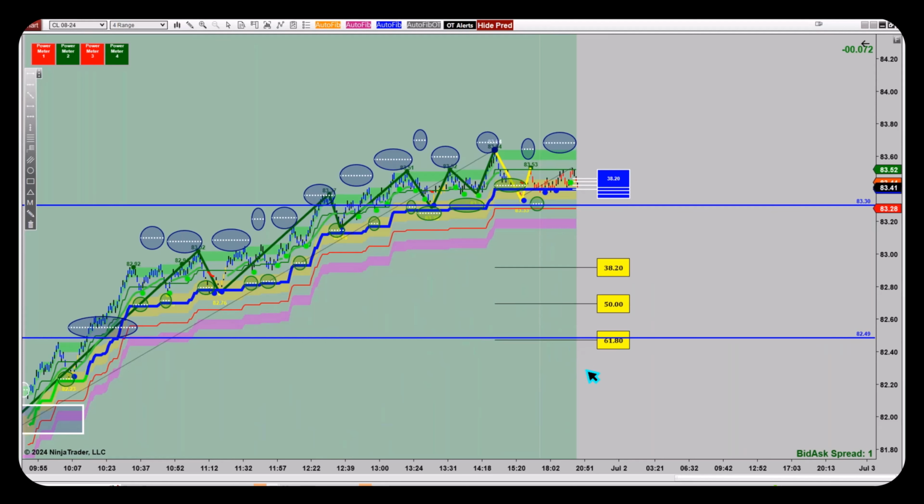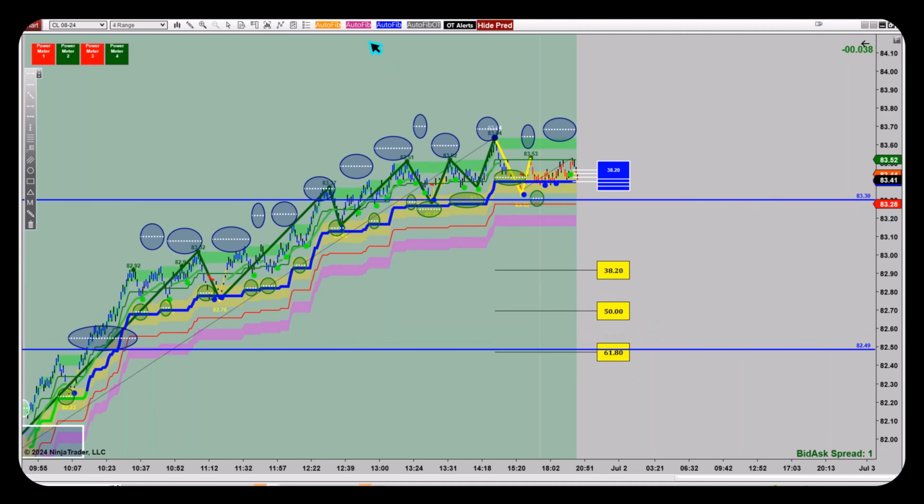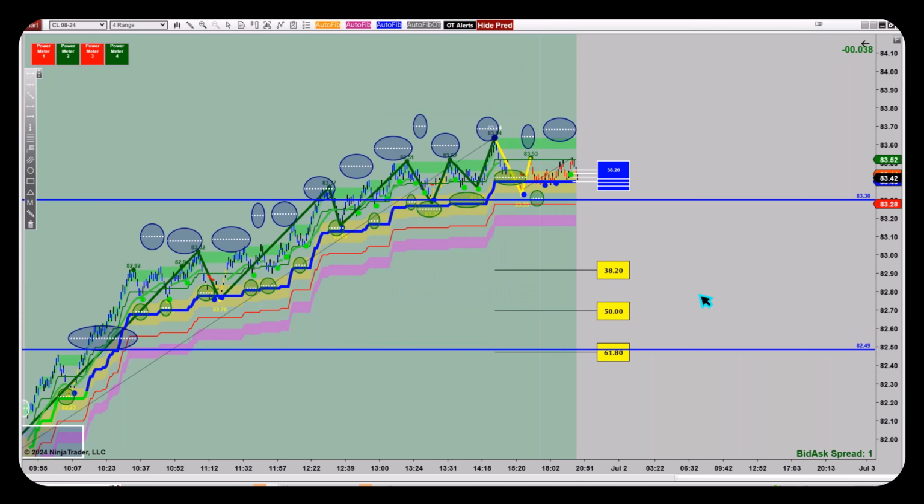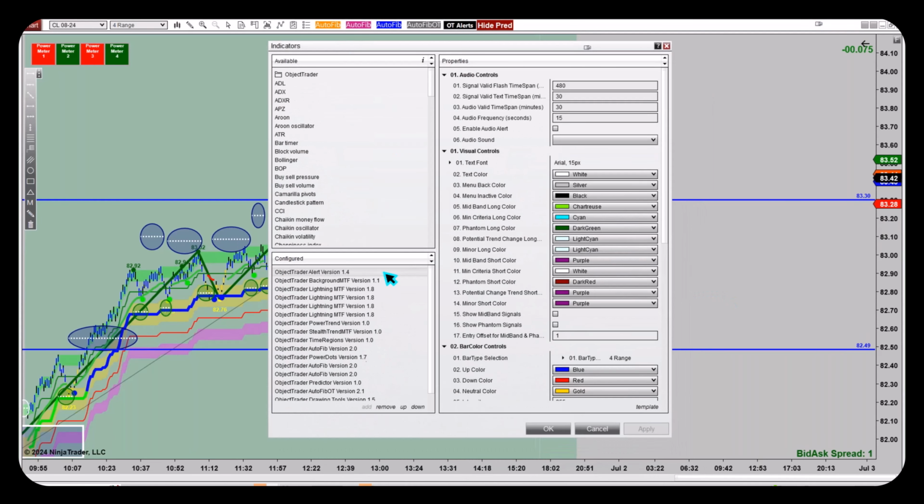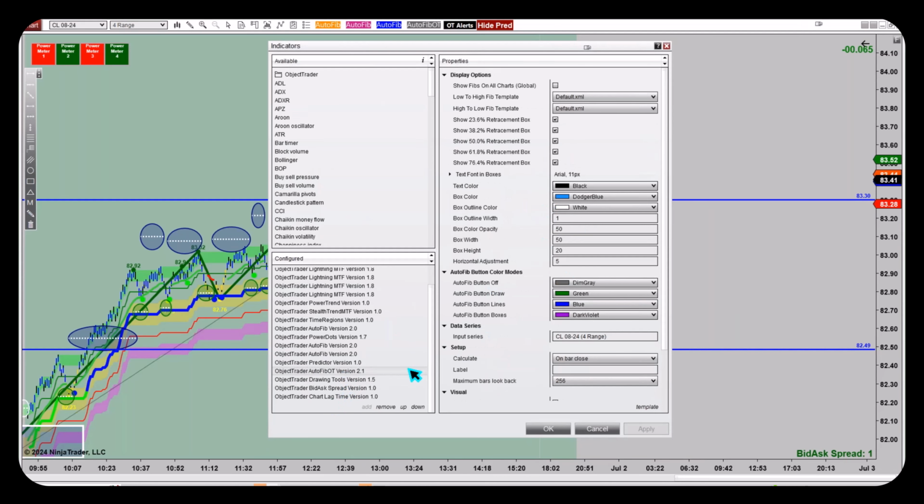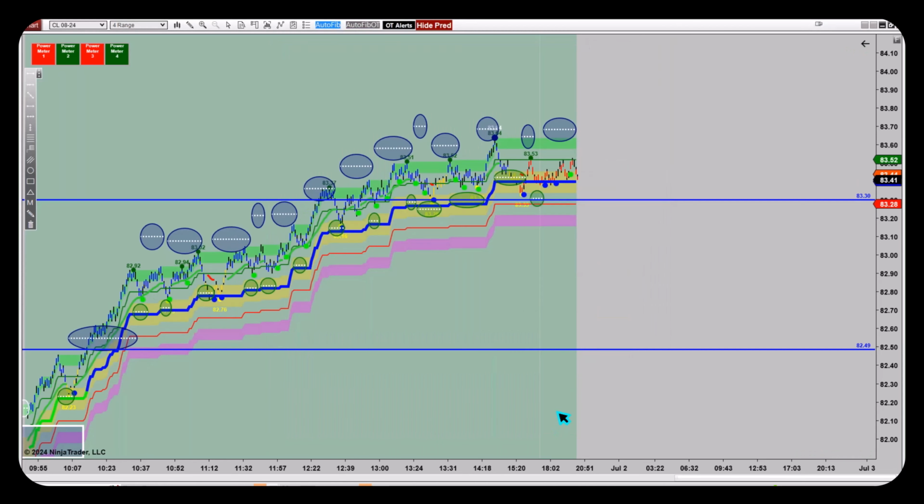Let's see, I didn't need to reload the template to get rid of the excess ones. Well, what you can do if you don't want these up here, just simply right click and go to indicators, pardon me. And where it says auto fib, that's the blue one, that's the yellow one, and that's the short one. So if you don't want but one up there, just simply go remove, and let's remove that one too. Click OK, and they'll be gone.